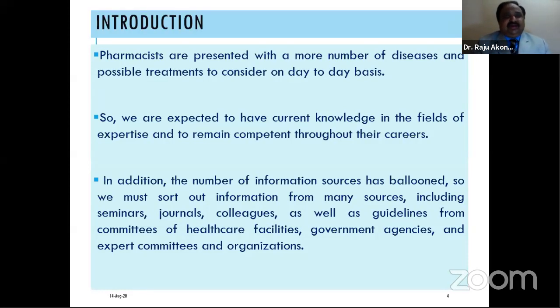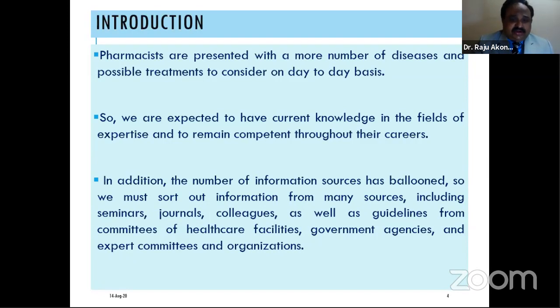So it is not only that you study B Pharm or Pharm D, and after that you stop reading about the drugs. It's not possible, because this knowledge is always increasing. You are getting more and more new drugs, more and more information about the old drugs which already exist. So you have to read more about them, so that you are able to answer people. In addition, the number of information sources has ballooned.